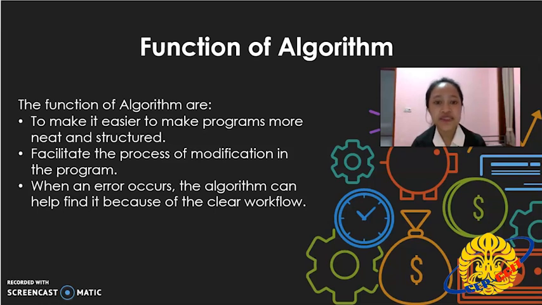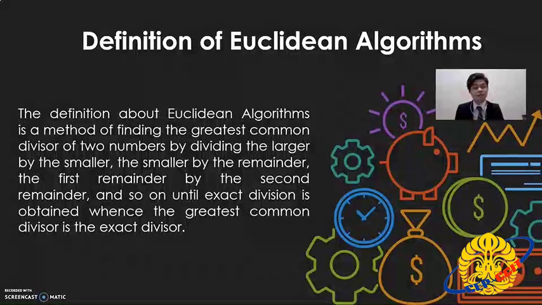The next functions of algorithm are to make programs more neat and structured so that they are easier to understand and to develop. And the next one is to facilitate the process of modification in the program because it can be done only on one module without having to change the other modules. And the last one is when an error occurs, the algorithm can help find it because of the clear workflow.